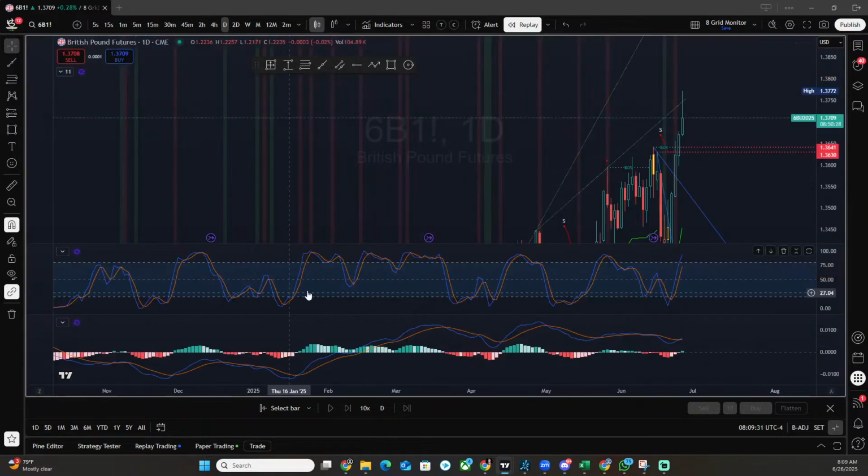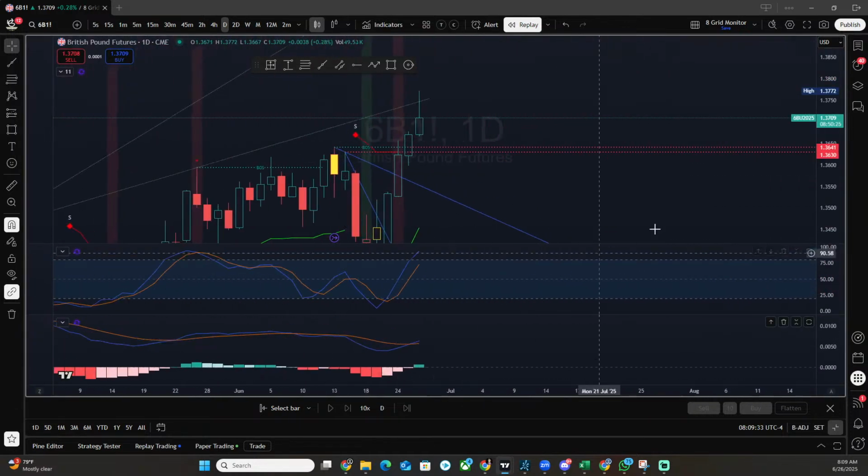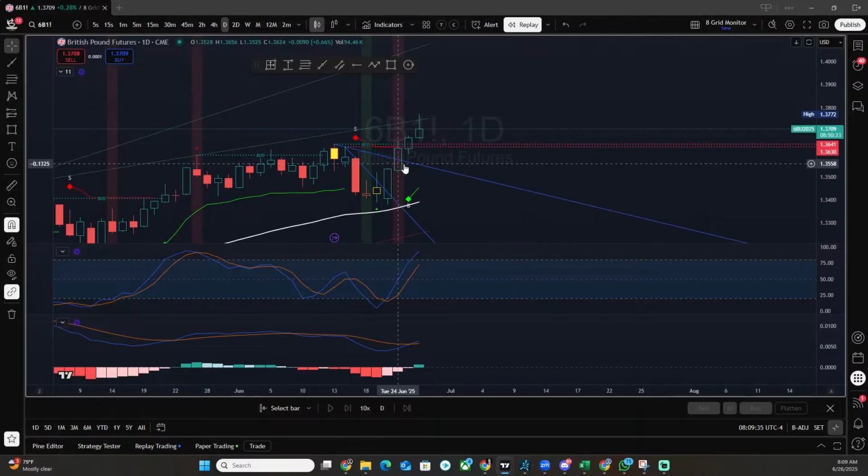All right, and then the next one is British pound. Look at that massive move. This is what really gave a lot of pressure to the US dollar, because the British pound is bouncing.